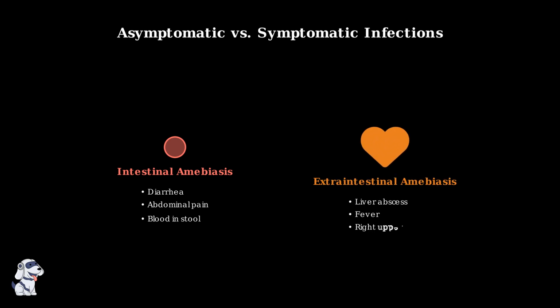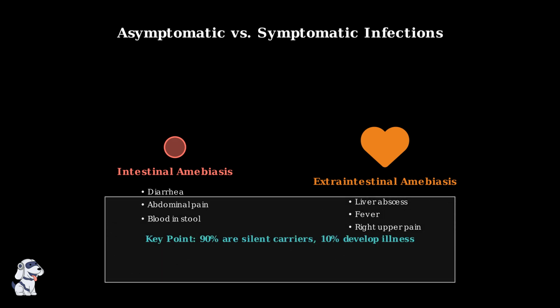Now let's look at the 10% who do develop symptoms. These symptomatic infections fall into two main categories. The first type is intestinal amoebiasis, where the parasite invades the intestinal wall. This causes symptoms like diarrhea, abdominal pain, and sometimes blood in the stool. The second type is extraintestinal amoebiasis, where the parasite spreads beyond the intestines to other organs, most commonly the liver. This can cause liver abscesses, fever, and pain in the upper right abdomen.